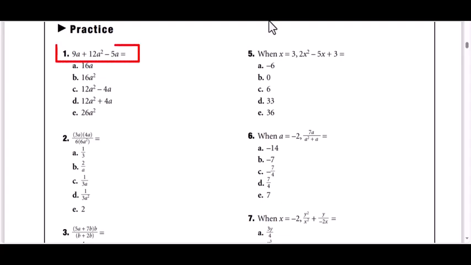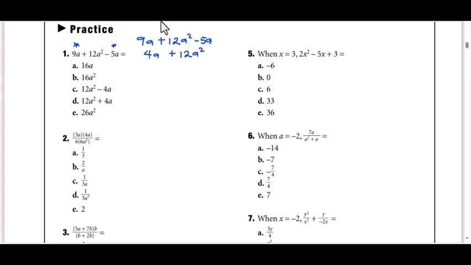Okay, for the very first question, it says 9a plus 12a squared minus 5a. In this algebraic expression, 9a and 5a are like terms, and they're not the same as 12a squared. So here, let me write it out: 9a plus 12a squared minus 5a. So I want to subtract the like terms. They can actually subtract. So 9a minus 5a gives us 4a plus 12a squared.